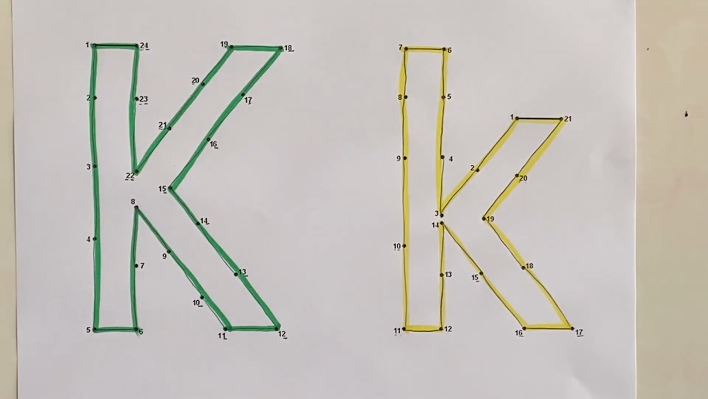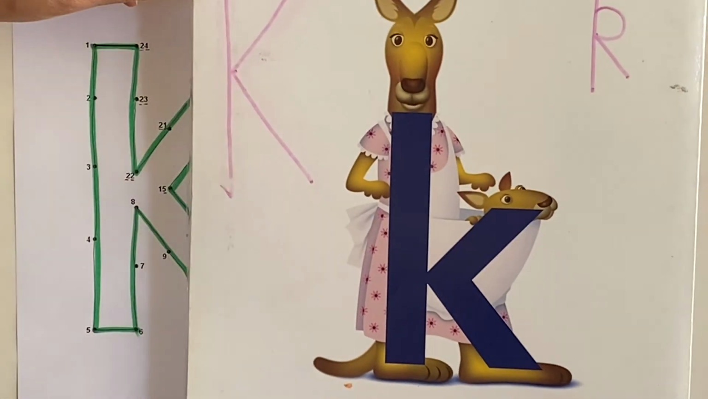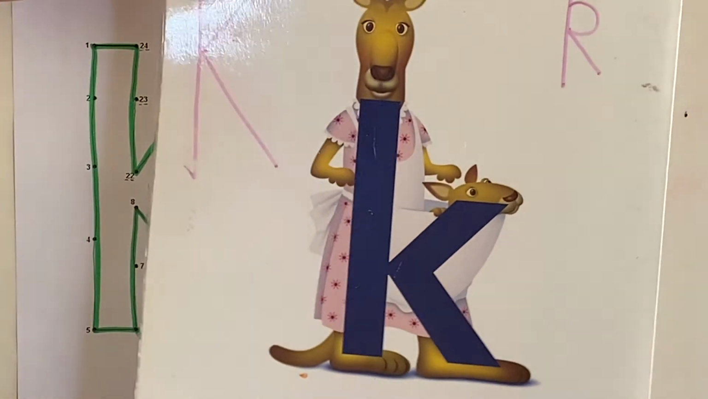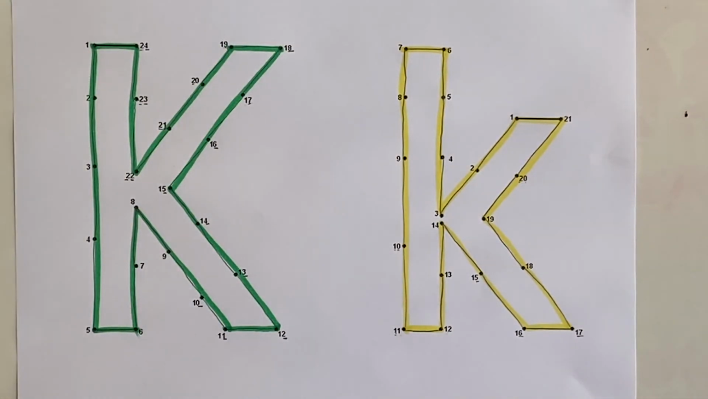Okay, should we call out Kiwi Kangaroo? Sure. The letter is K. The sound is K, K, K. Come on up, Kiwi Kangaroo. Hi, Kiwi Kangaroo. Hello. Do you like your K's? Yeah, aren't they beautiful? They sure are.